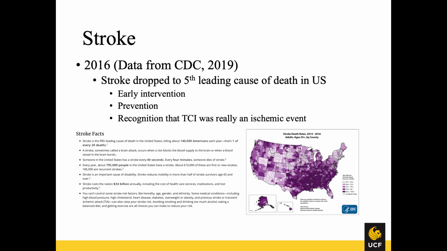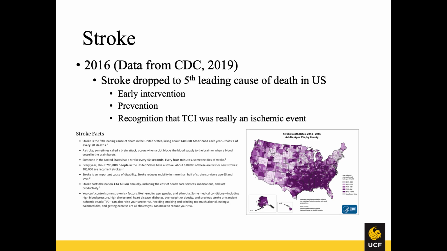There are about 795,000 people in the United States that have a stroke each year. About 610,000 of these are first or new strokes, and about 185,000 are recurrent. It's a very important cause of disability. In fact, on the old lecture I had for this, I had some data that showed it was the #1 cause of disability in the United States. I was not able to find any data to continue to support that, so I took that off this updated lecture. But in the past, it was identified as the #1 cause of morbidity and disability.